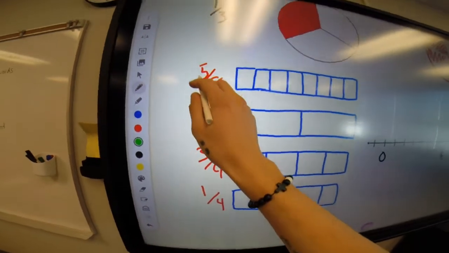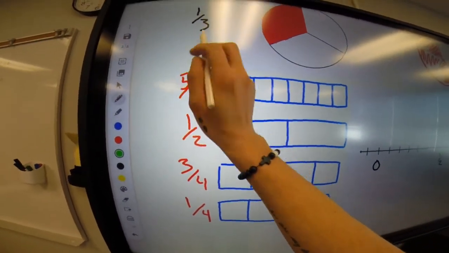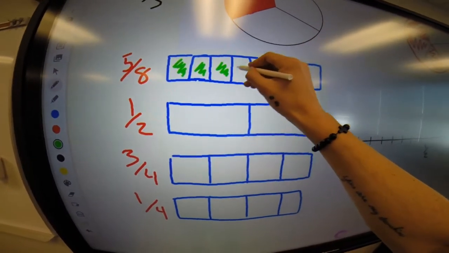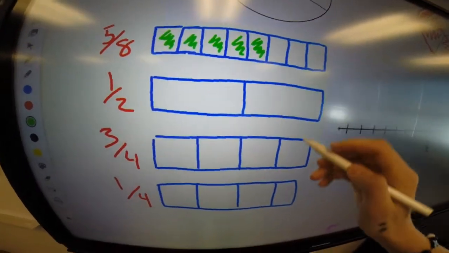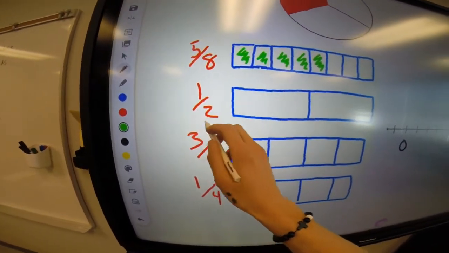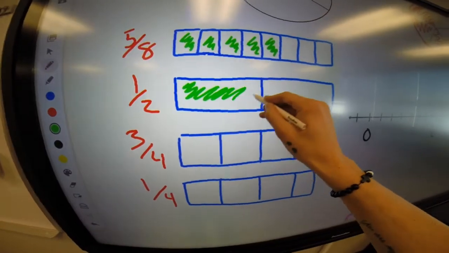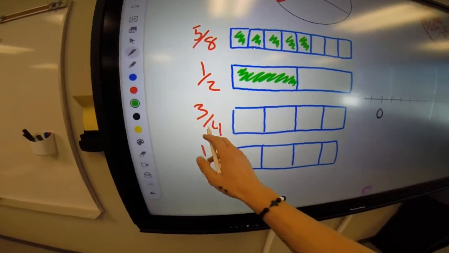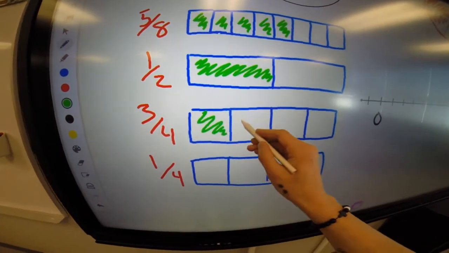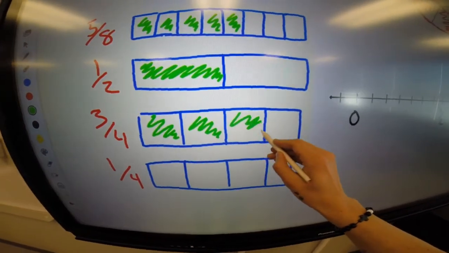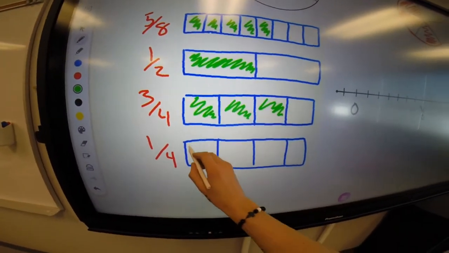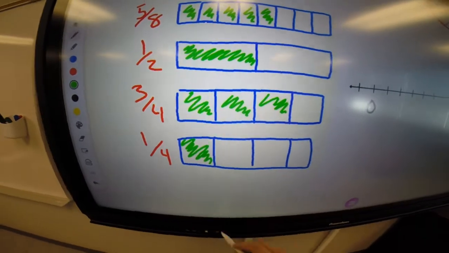We're going to use green for 5/8. That means I need to color in 5 out of the 8 boxes. So that's 1, 2, 3, 4, and 5. For 1/2, that means I need to color in 1 out of the 2 boxes. Okay, color in my 1. For 3/4, I need to color in 3 out of the 4 boxes. That's 1, 2, 3. And then for 1/4, I need to color in 1 out of the 4 boxes. And that's 1 box colored in.